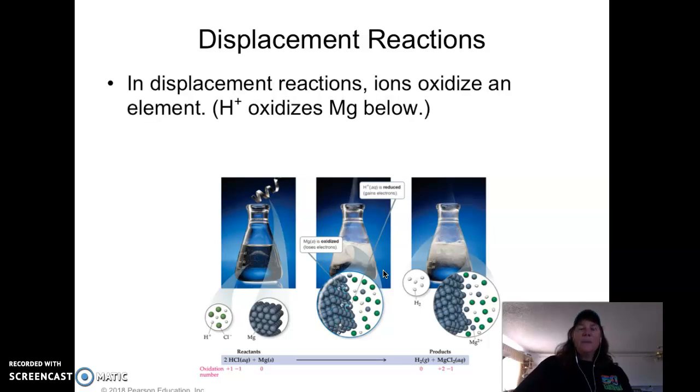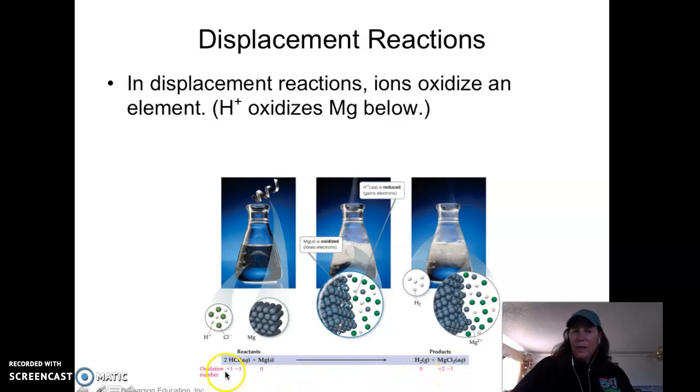Okay, in a displacement reaction, and I don't know if you can read this down here, we've got HCl, which is hydrochloric acid, and magnesium. I know that's kind of small, but hydrogen here is +1 and chlorine's -1. There are their numbers. And magnesium, since it's by itself, is just 0. Now we go over here and we see hydrogen goes from +1 to 0 because by itself it's 0. Magnesium over here is +2 and chlorine is -1. So chlorine stays the same, so we know it didn't get oxidized or reduced. Hydrogen went from +1 to 0.